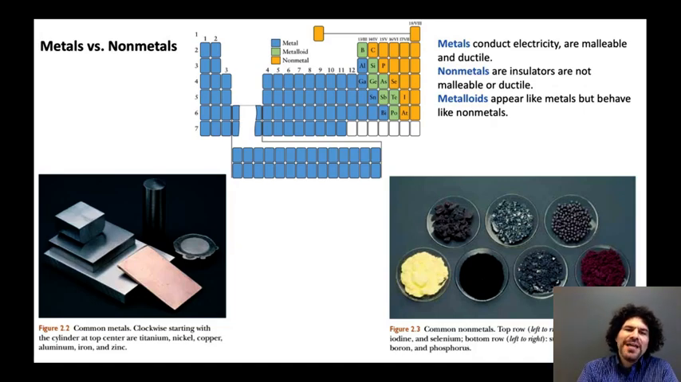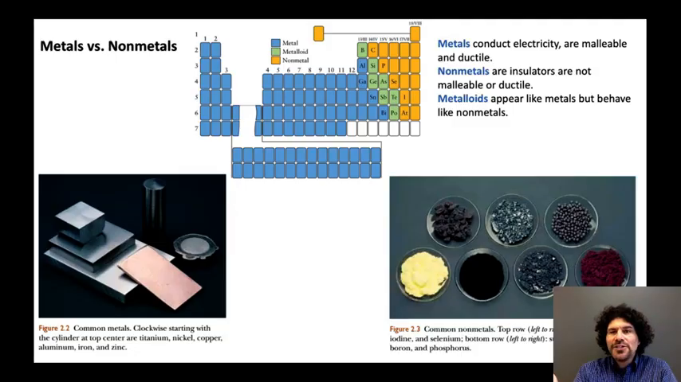And then on the bottom left here are several metals. Copper, of course, has a very distinctive color. The rest of the metals you might not be able to tell apart just from looking at them, but some other common metals are titanium, nickel, aluminum, iron, and zinc.